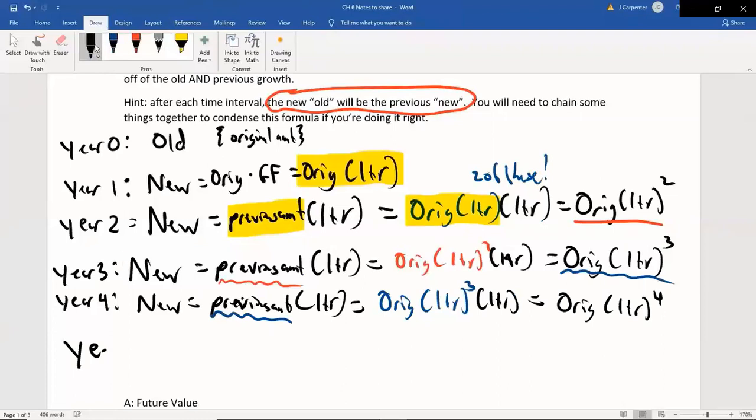Let's generalize this and say year t. See, we kind of did a process like this on that test, if you remember. The new, and let's just go straight to this. All right, so for year 4, the exponent was a 4. For year 2, the exponent was a 2. For year 1, the exponent's a 1. So if we have year t, this should just be the original amount times 1 plus r to the t.